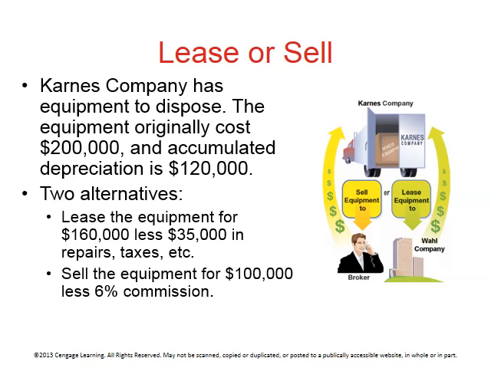Well, when leasing the equipment, it's $160,000 minus $35,000, so we're making $125,000. Versus selling the equipment, we have to give the 6% commission away, so we're only going to make $94,000.